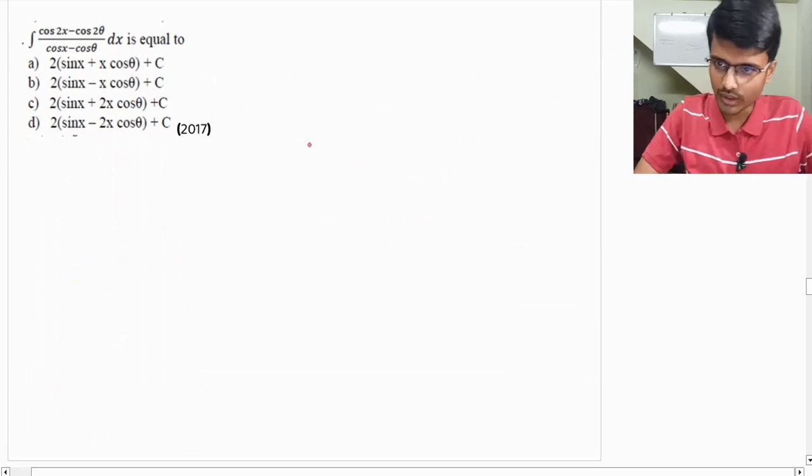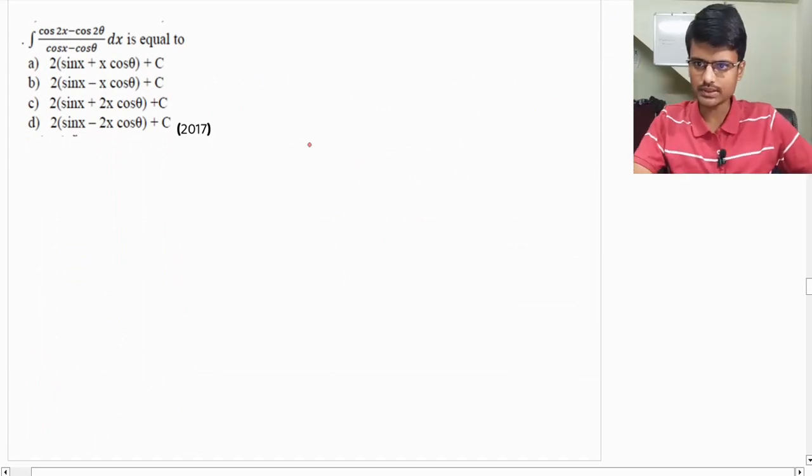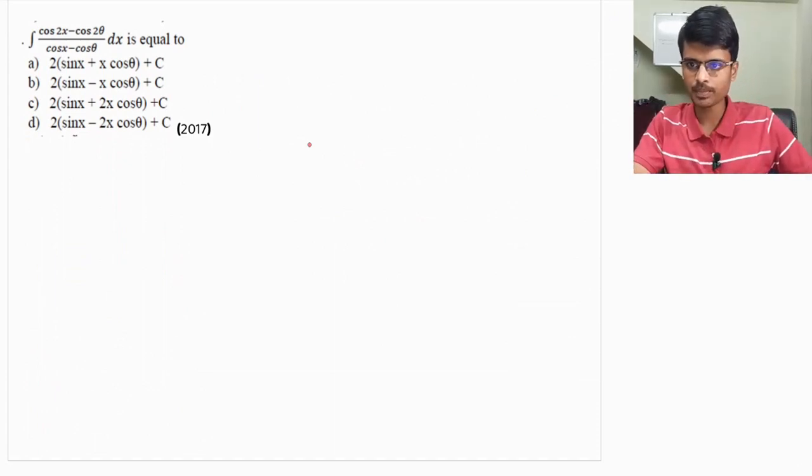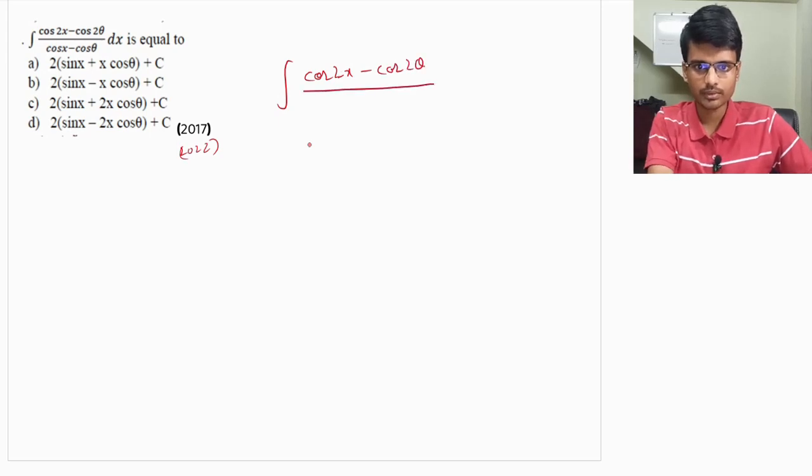Okay, so this is an interesting question. This was also asked in 2022. The same question was asked. So let me write down the question. Cos 2x minus cos 2 theta divided by cos x minus cos theta dx.